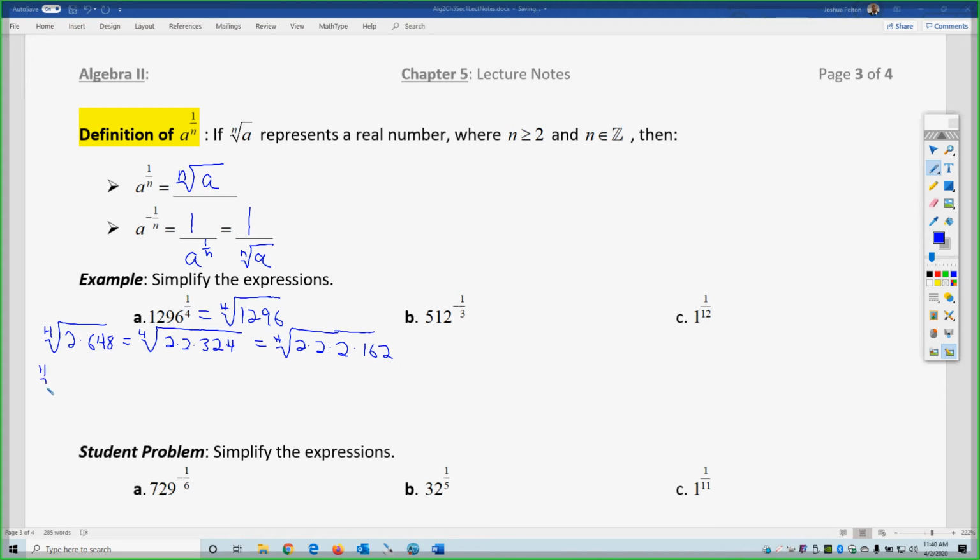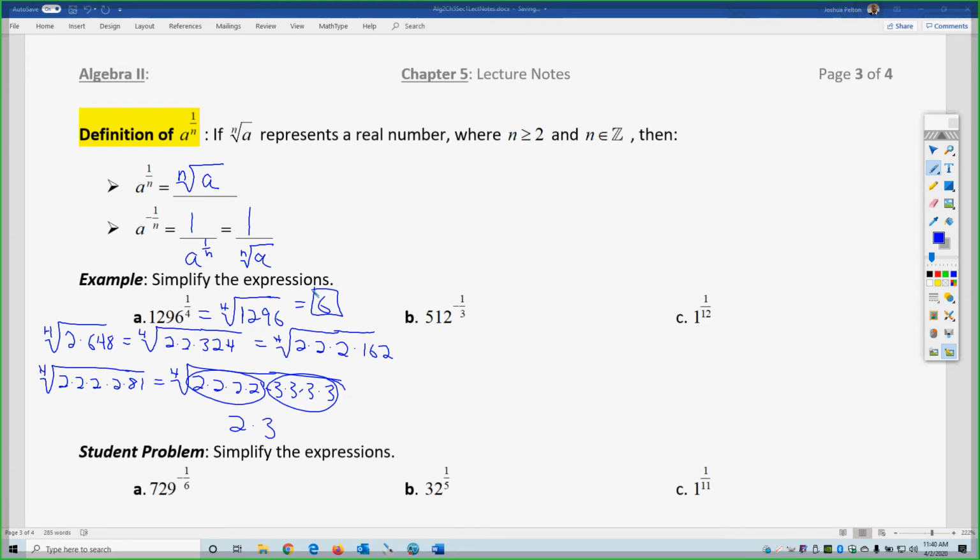So that's the 4th root of, let's see, 1, 2, 3 2s. 162 is also divisible by 2. So that's 81. And that's 2, 2, 2, 2. 81 is 9 times 9, which is 3, 3, 3, 3. So that's the prime factorization using the fundamental theorem of arithmetic. So I have 4 2s and 4 3s, for 2 times 3, for a final answer of 6.